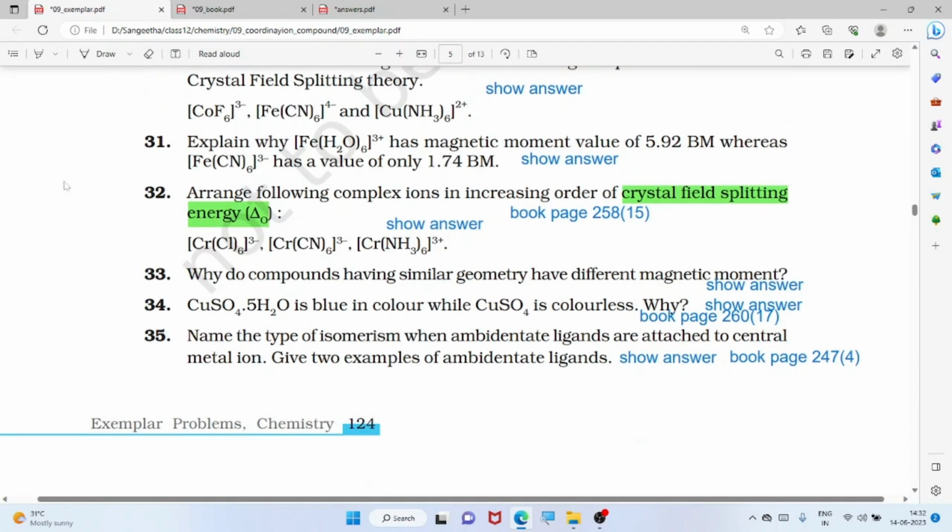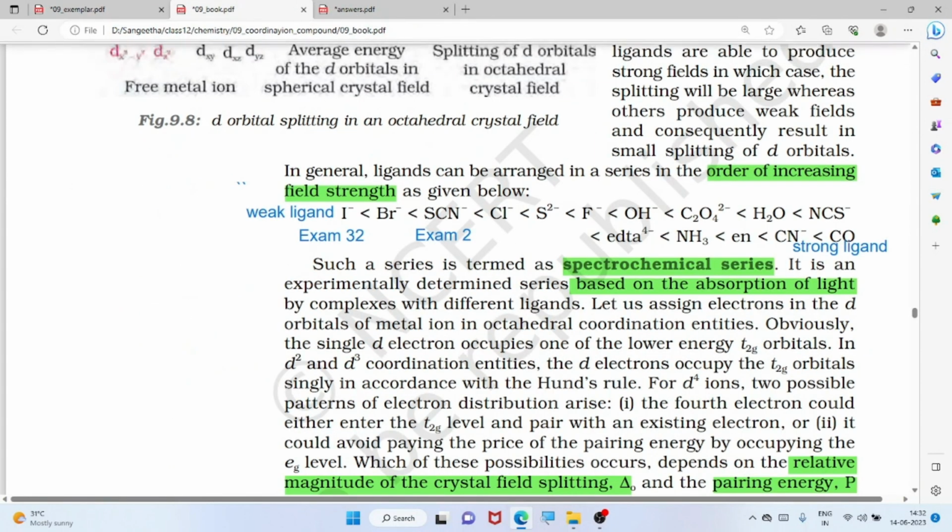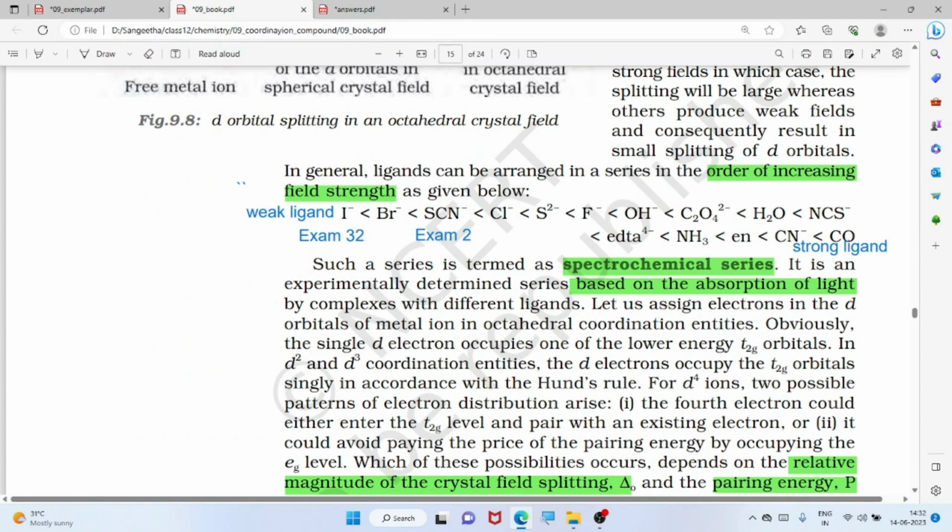Arrange the following in increasing order of crystal field splitting. Okay, so this is already given in the book, 15. So they are given: this is the highest energy, and this is the lowest crystal field splitting energy.